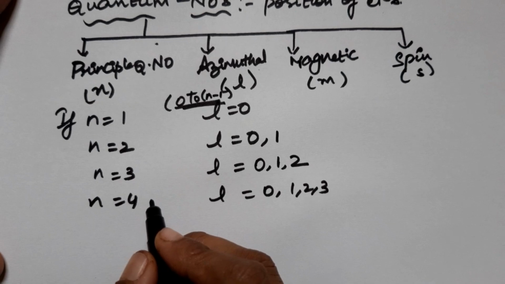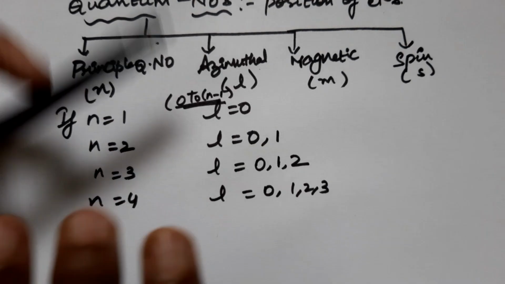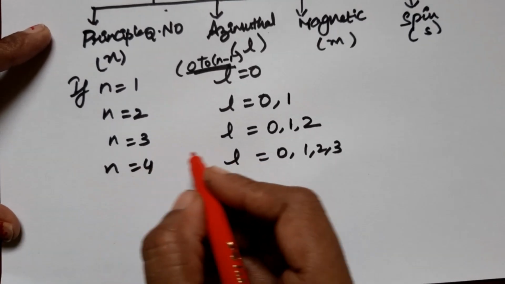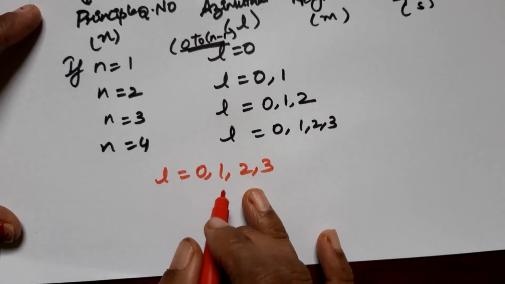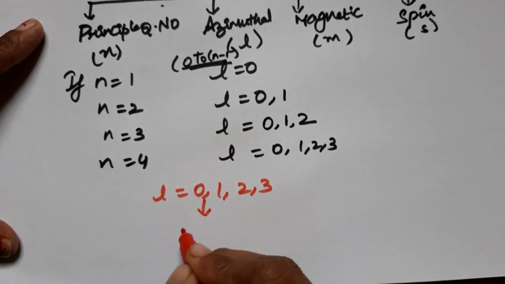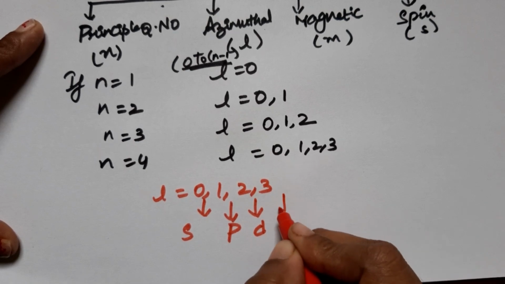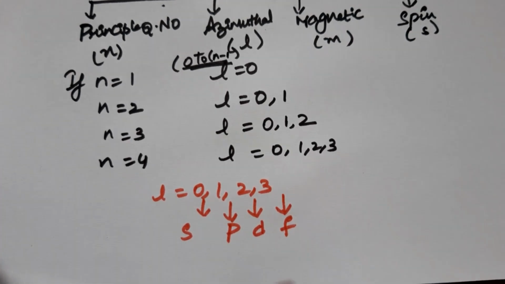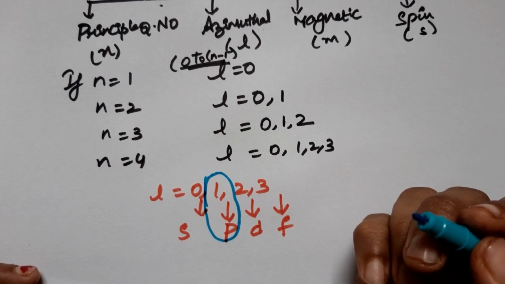Here l gives the shape of the orbital. If l is equal to 0, the shape is s. If l is equal to 1, the shape is p. If l is equal to 2, the shape is d. If l is equal to 3, the shape is f. So if l is equal to 1, the orbital is a p orbital.